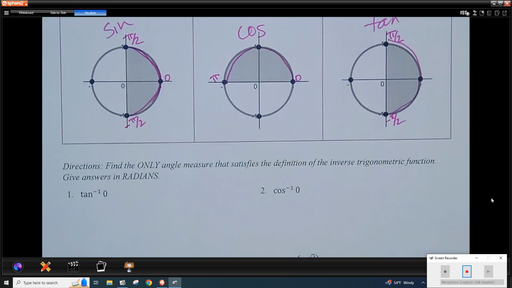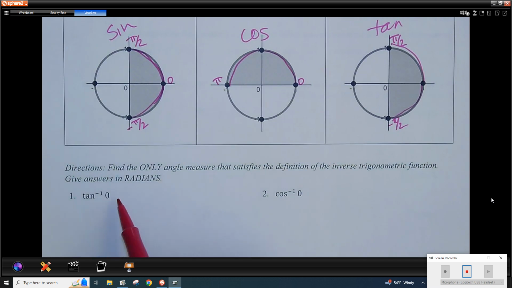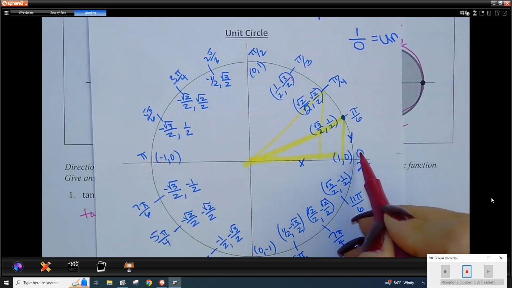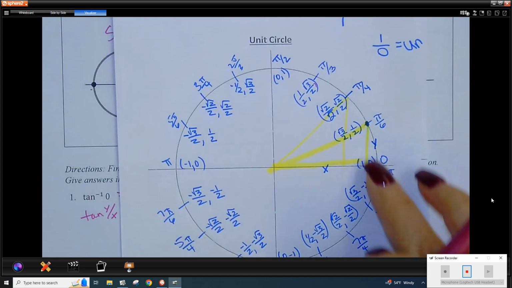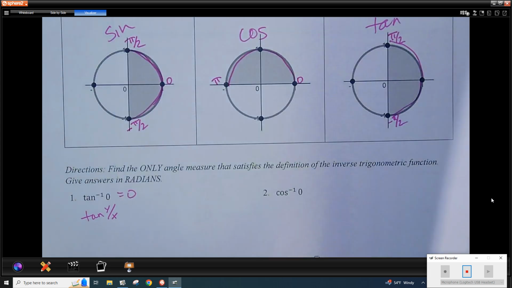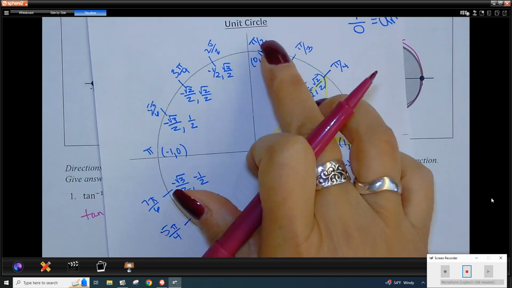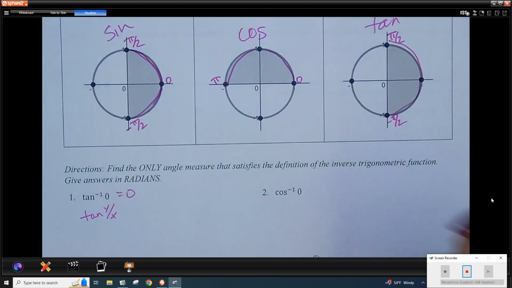Okay, so let's do this. I'm going to keep those circles up for just these two because I can. Tangent of 0. So we want to find what angle gives us a tangent of 0. Tangent is y over x, so our y has to be 0. And the first place that we have y is 0 is at 0. And that falls in that half of the circle. Cosine of 0. Now, cosine of 0 isn't till up here and down here because of x values, but we look at just from 0 to pi, so it's pi over 2 for cosine of 0.